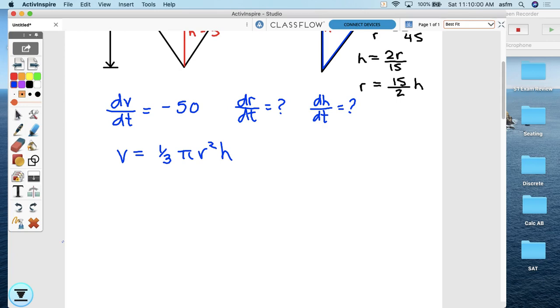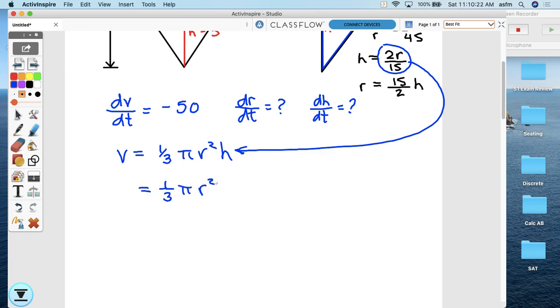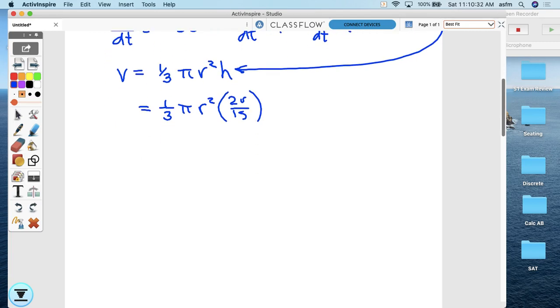So I think what I'll do is I'll take the 2r over 15 and I'm going to put that in for h. So I'm going to take this value and think about putting it into the equation right there. So my volume is now going to be 1/3 pi r squared, and now instead of times h, it's times 2r over 15. I'm okay with that. I could differentiate there, but it's always better to simplify before we differentiate.